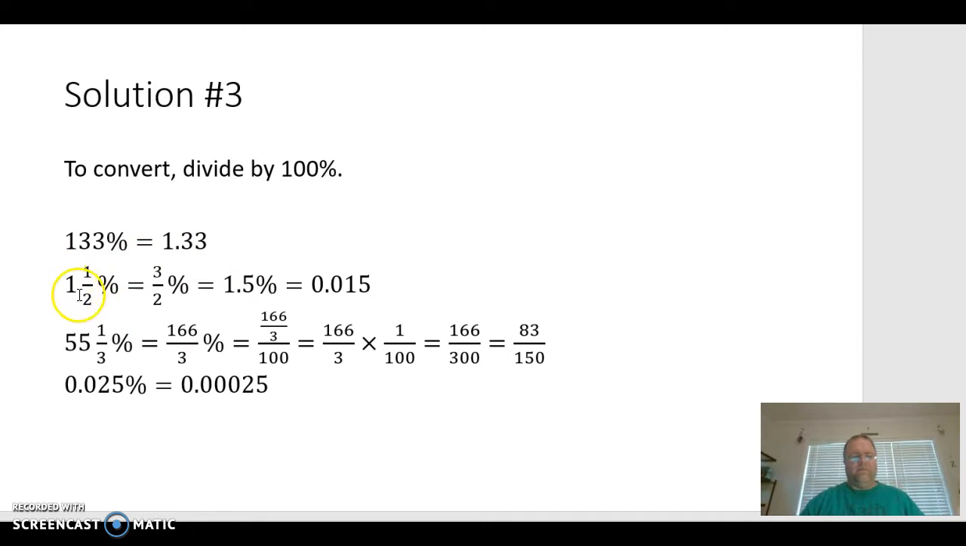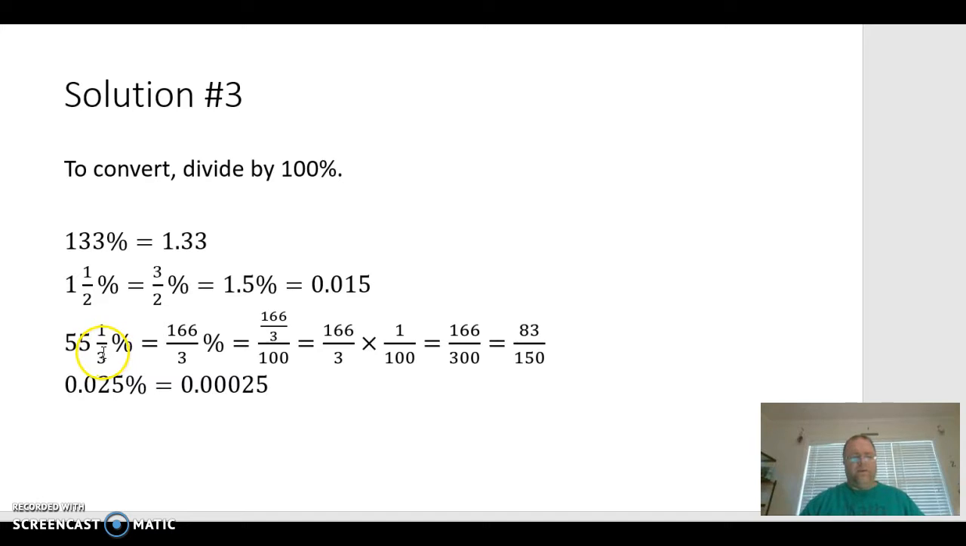1 1/2%, really we should know that's 1.5%, which is here. But if you didn't, or it was a little bit harder of a problem, you could convert that to an improper fraction by saying 1 times 2 plus 1 is 3 over 2. That's how I get my 3 over 2. Divide that out, you get your 1.5%. Move the decimal place 2 to the left, and you get your 0.015.